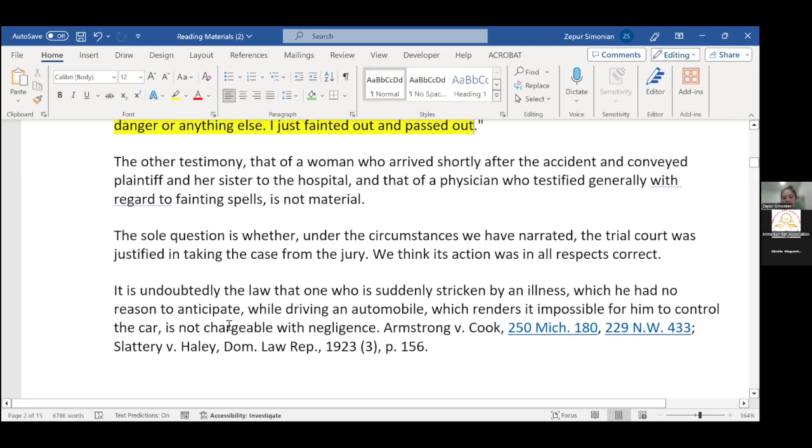Because we're not, yes, this is about negligence as the main cause of action. But what I'm reading for, which I'm going to use later on in the exam, isn't for negligence, it's for whether or not the person had a voluntary act. But the key here is, something voluntary or not? Well, it is not voluntary if the person is suddenly stricken by an illness and has no reason to anticipate it, and it is impossible for him to control his action.